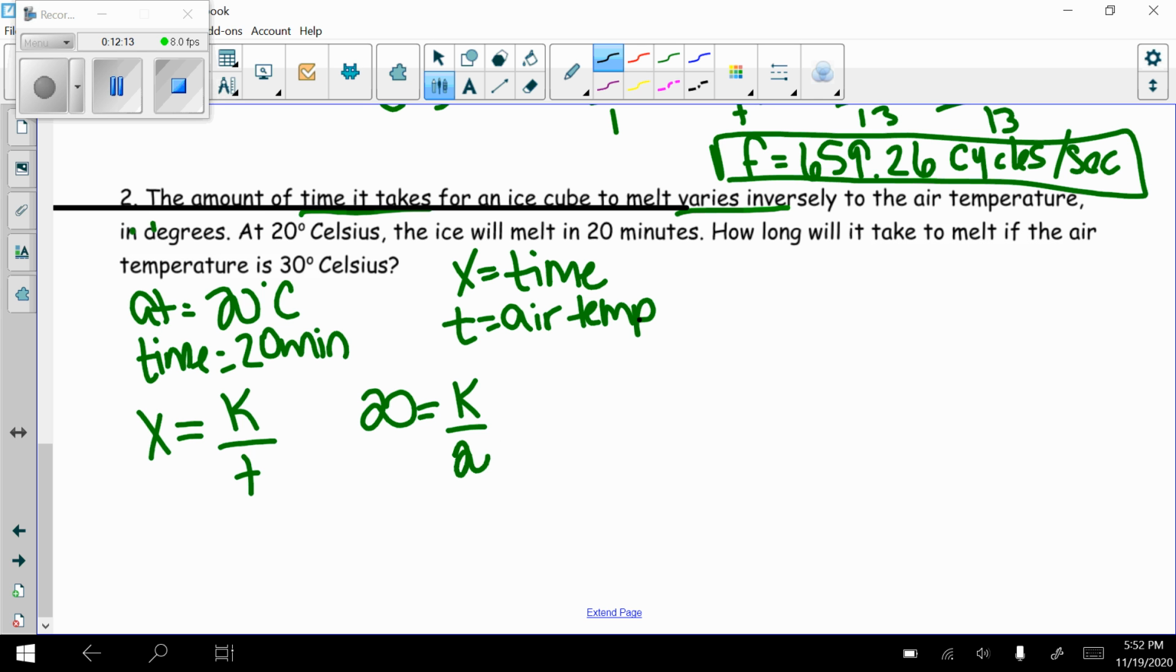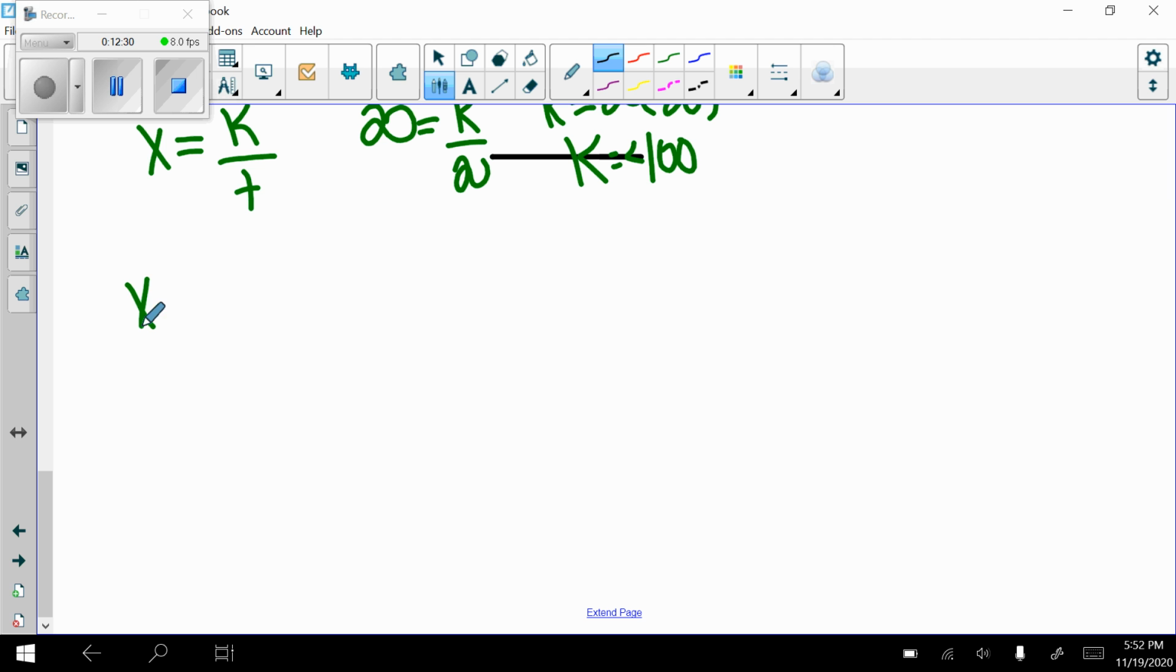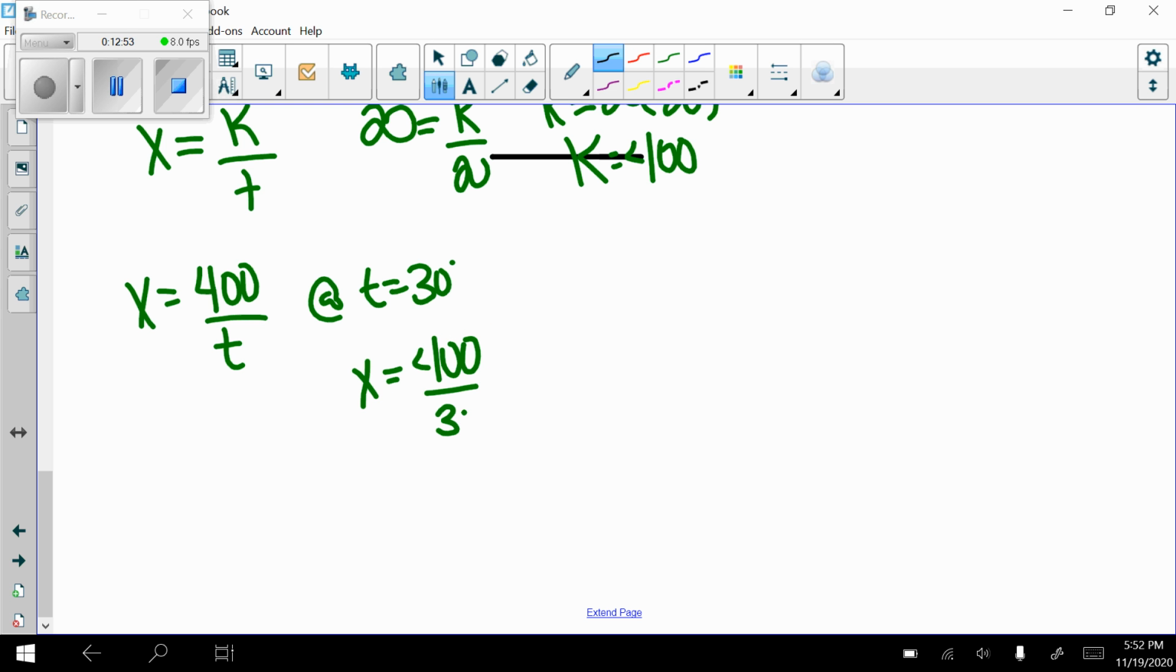Again, cross multiply. So I get K equals 20 times 20. K is equal to 400. So my equation, X equals 400 divided by my T. Now I want to solve that. I want to know how long will it take to melt if the air temperature is 30 degrees. So now I know at T equals 30 degrees. So I plug in X equals 400 divided by 30.